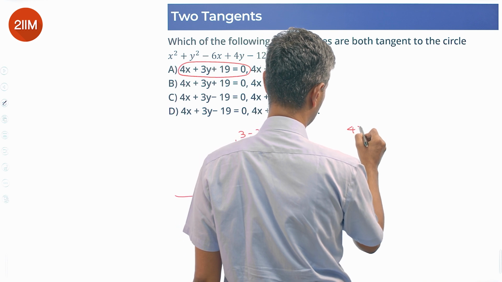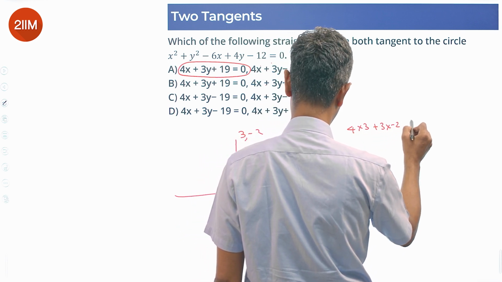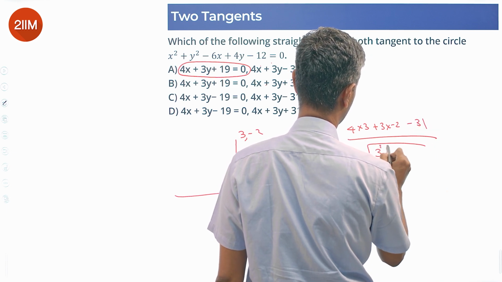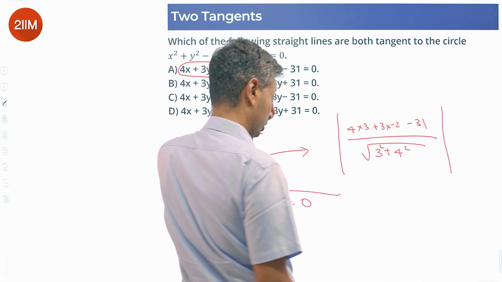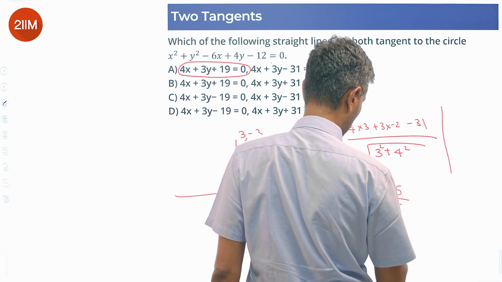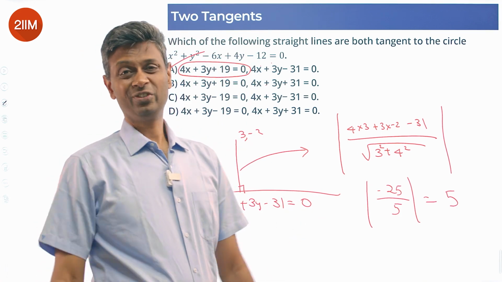4 into 3 plus 3 into minus 2 minus 31 by square root of 3 square plus 4 square under modulus. 12 minus 6 is 6, 6 minus 31 is minus 25 by 5 under modulus equal to 5. Very first one, it worked.